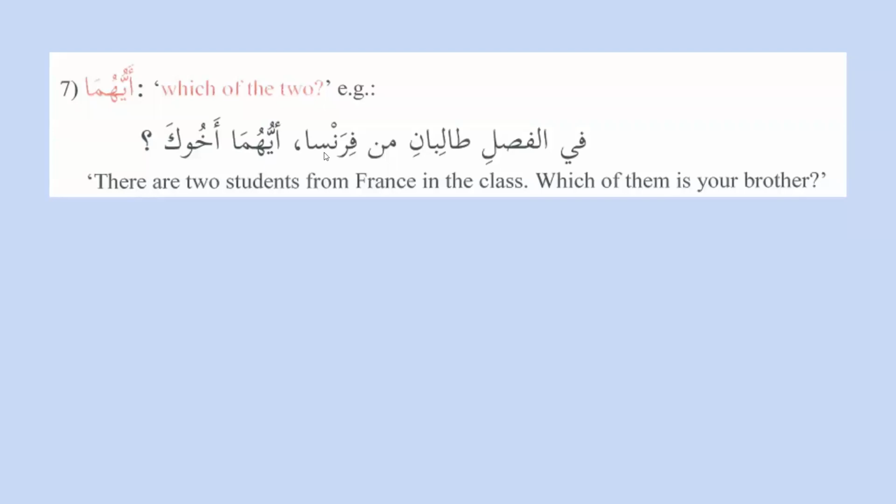Ayyuhuma, which of the two? We have seen that ayyun is used to ask a question. Similarly with ayyun, we can also use the attached pronoun. So if we want to ask which of the two, we will use ayyuhuma. في الفصل طالبان من فرنسا أيهما أخوك. There are 2 students from France in the class. Which of them is your brother? Here أيهما refers to طالبان, 2 students, and you're asking which one of them, so we say أيهما أخوك.